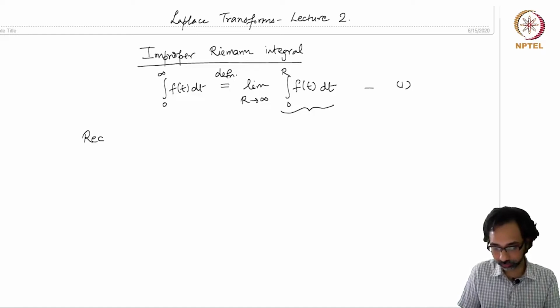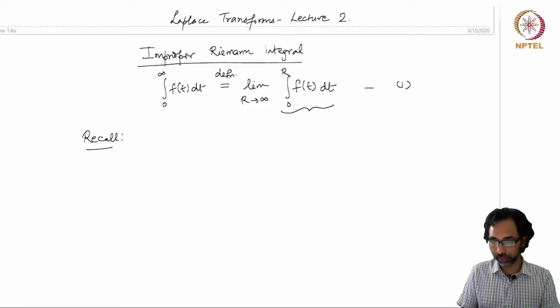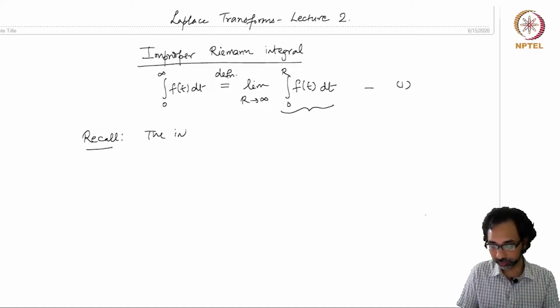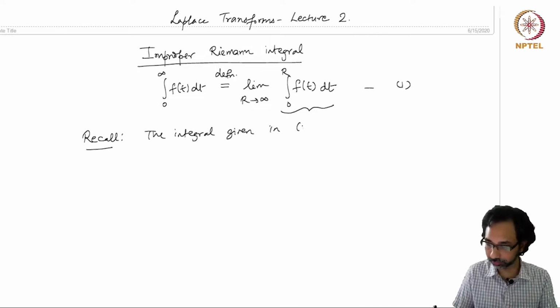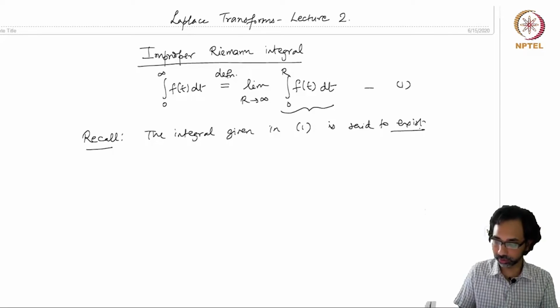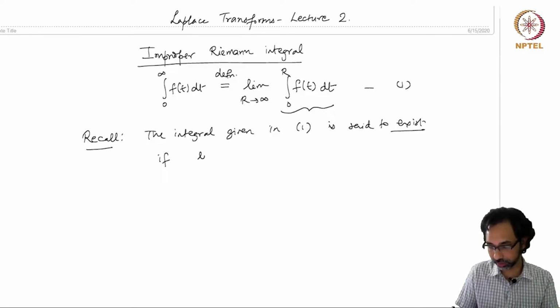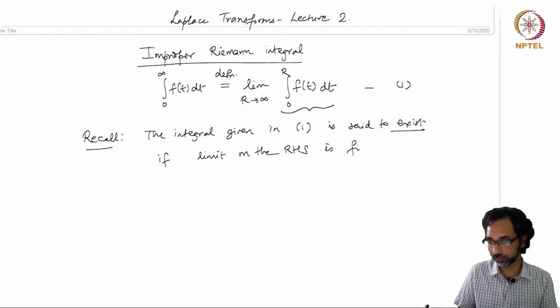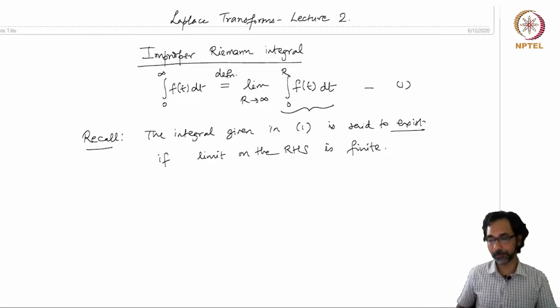So recall that the integral given in equation 1 in the definition 1 is said to exist if this limit on the right side, on the RHS, is finite. Okay.